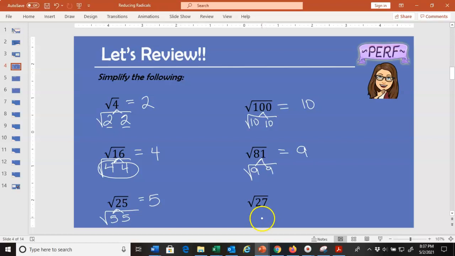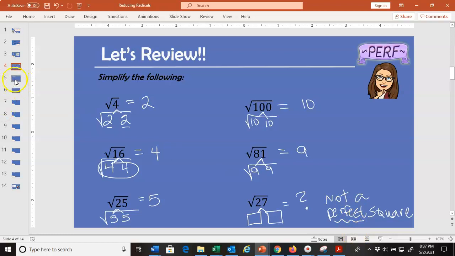How about 27? Can you think of two numbers that are exactly the same that multiply together to give us 27? And likely you're going, no, I don't think I can. And that's because 27 is not a perfect square. So you're familiar with taking the square root of numbers that are perfect. What we're going to review next is how to take square roots of numbers that are not considered perfect numbers. And you'll see how we do that.